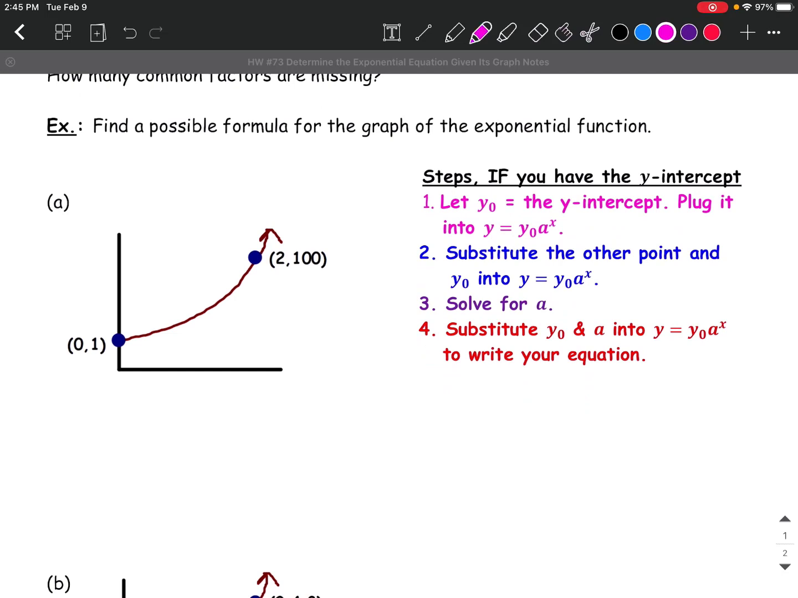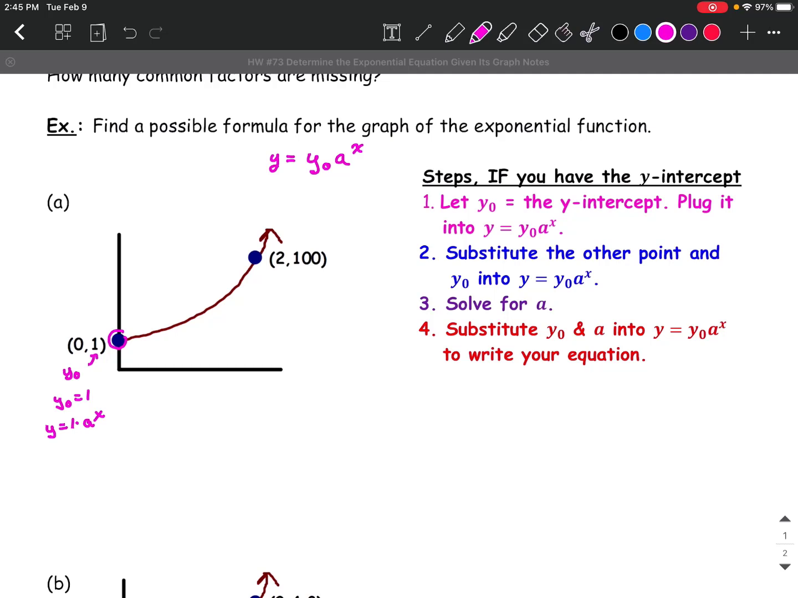So we know that every exponential equation is of the form y equals y naught a to the x or t. I'm going to use x this time. Okay, so the first thing we do is this y-intercept here. This y value is our initial value, y naught. So we know that y naught is 1. So if we plug that value into the exponential equation, y equals 1 times a to the x.